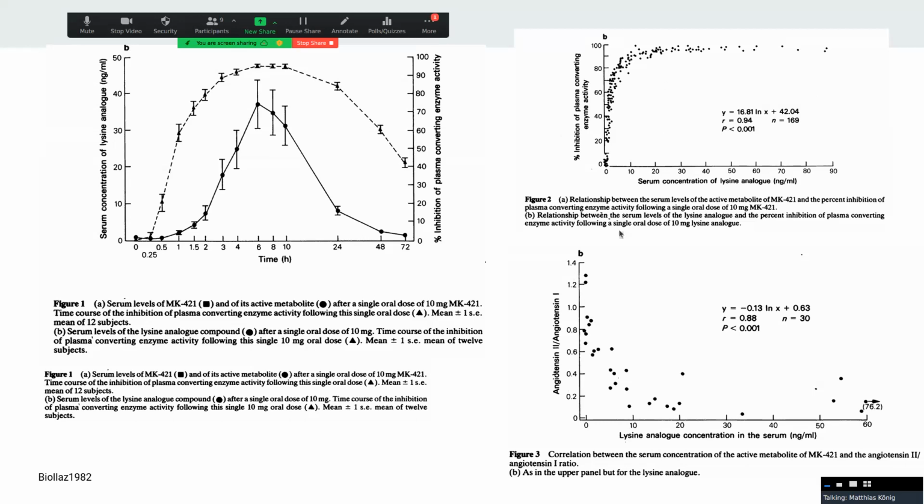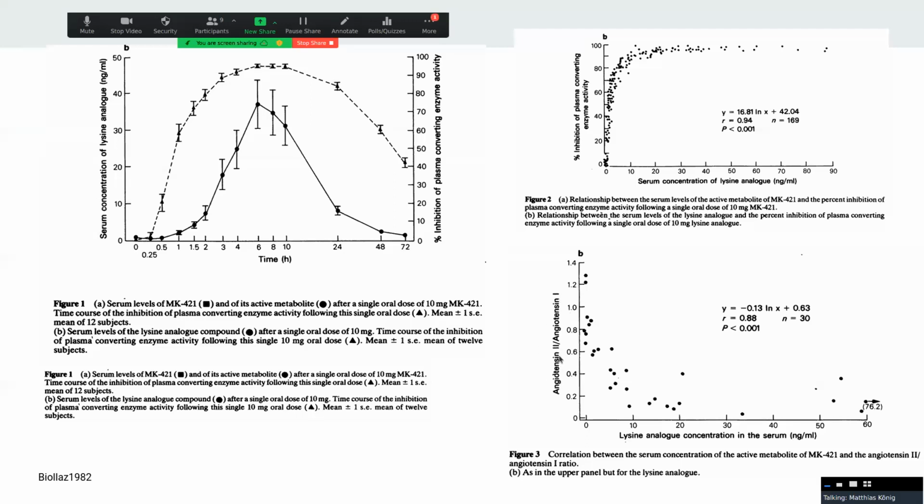One thing which is happening is that the ACE is converting the angiotensin 1 to the angiotensin 2. So what you see is that the ratio of angiotensin 1 to 2 is just going down. Here you have angiotensin 2 versus angiotensin 1, so yeah, it makes sense.